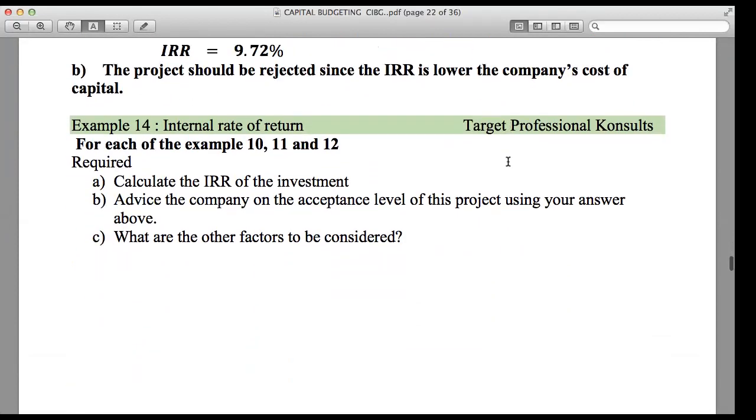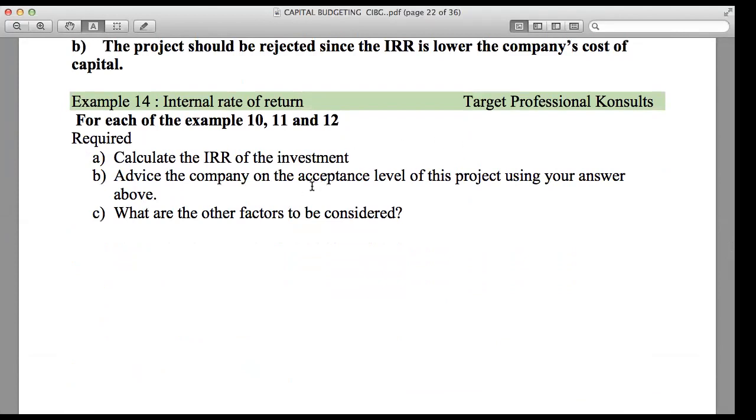Good. Example 14. For each of Examples 10, 11, and 12, required: calculate the internal rate of return. So that's the only thing left for us to do. Then more questions on NPV. Good.